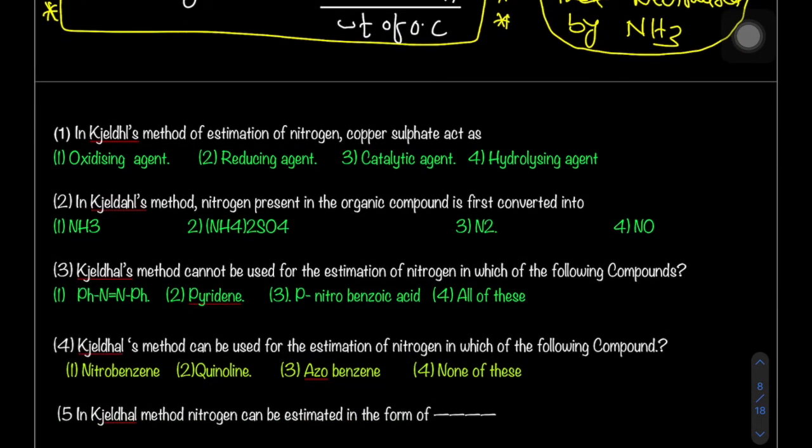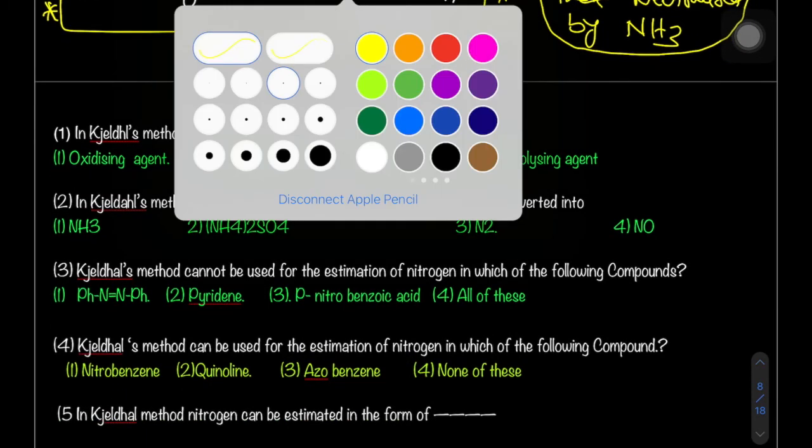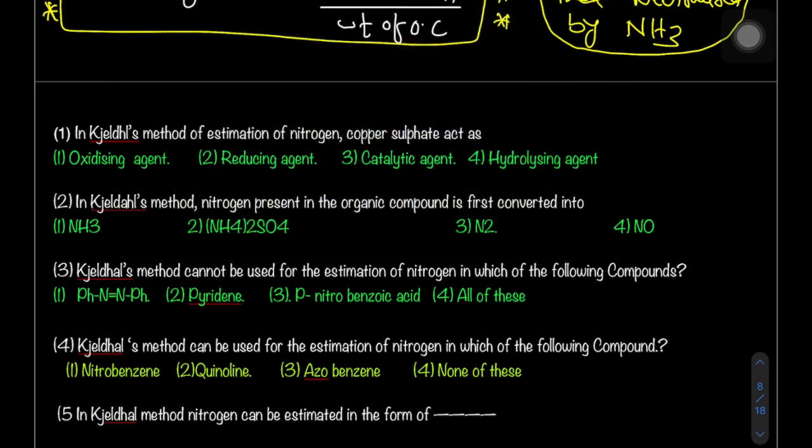Now here we have some questions based on the Kjeldahl method. The first one: in the Kjeldahl method, estimation of nitrogen, copper sulfate acts as a, we know what is the role of copper sulfate. Copper sulfate is a catalyst. Remember, copper sulfate first letter is C, catalyst first letter is also C, so don't be confused. Next question. In the Kjeldahl method, nitrogen present in the organic compound is first converted into whom? Ammonium sulfate. This is a very important question.